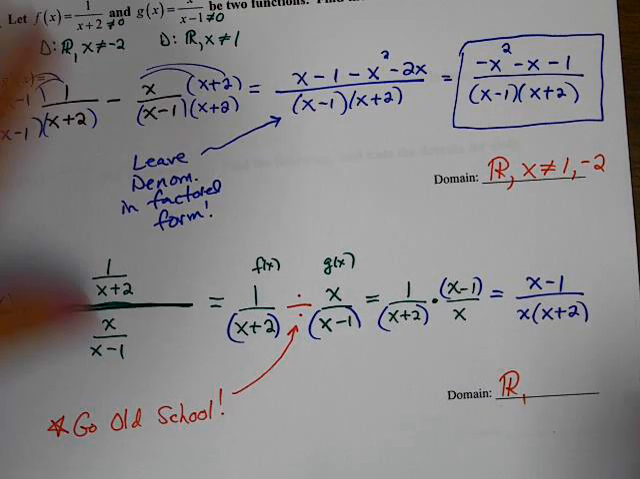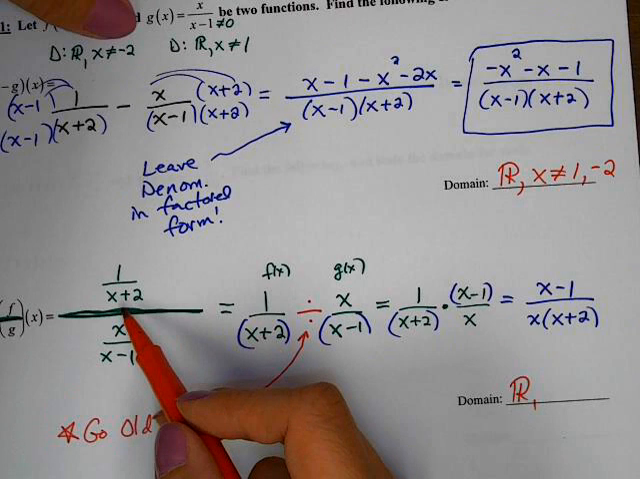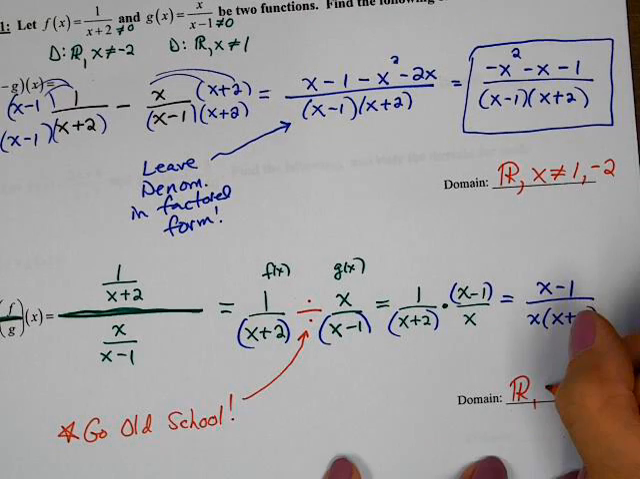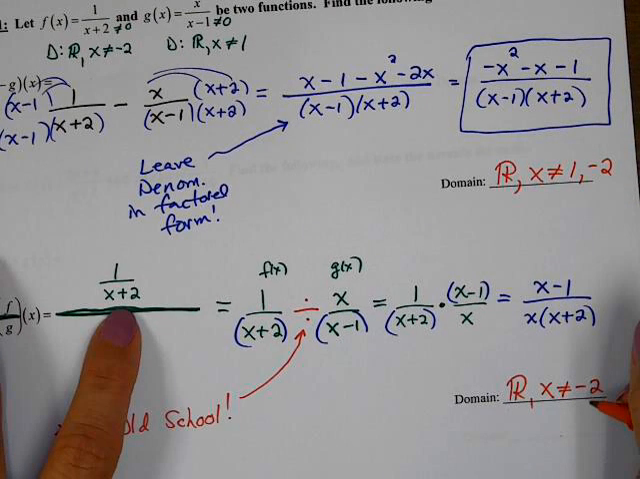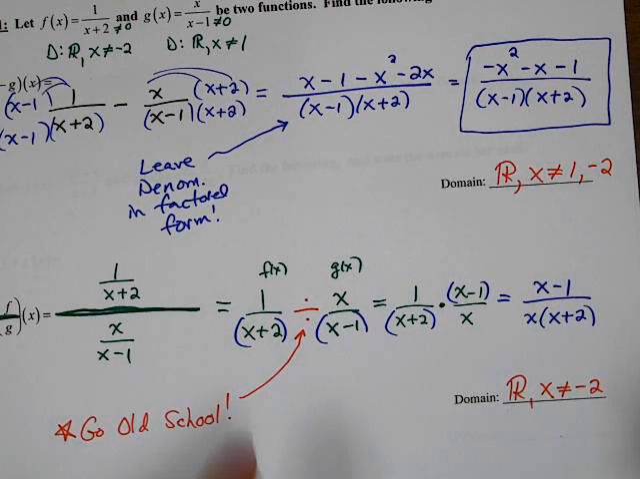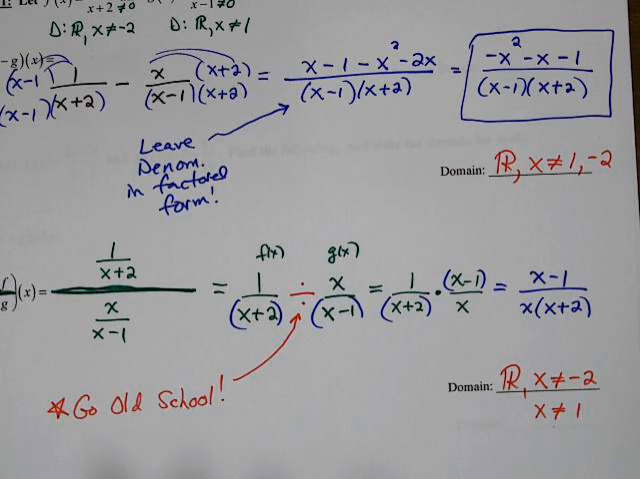Once upon a time, the domain for f was, don't use negative 2. So I'm never going to suddenly be able to use negative 2. F didn't allow it before. You can't start using it now. G said you're not allowed to use a 1. We still have to listen to G.